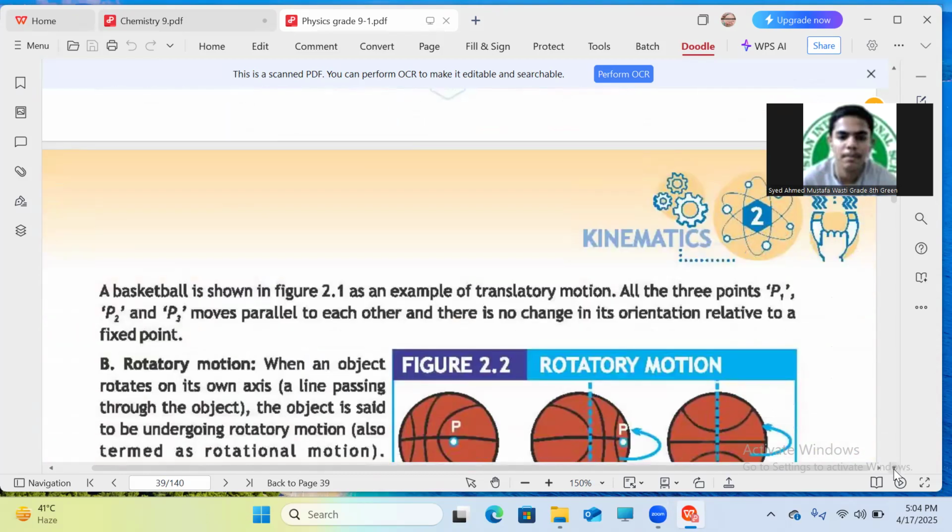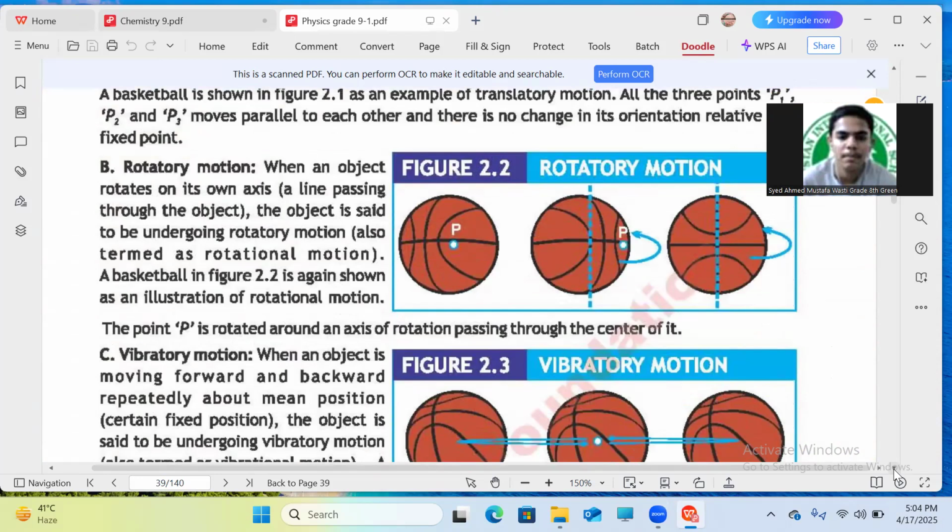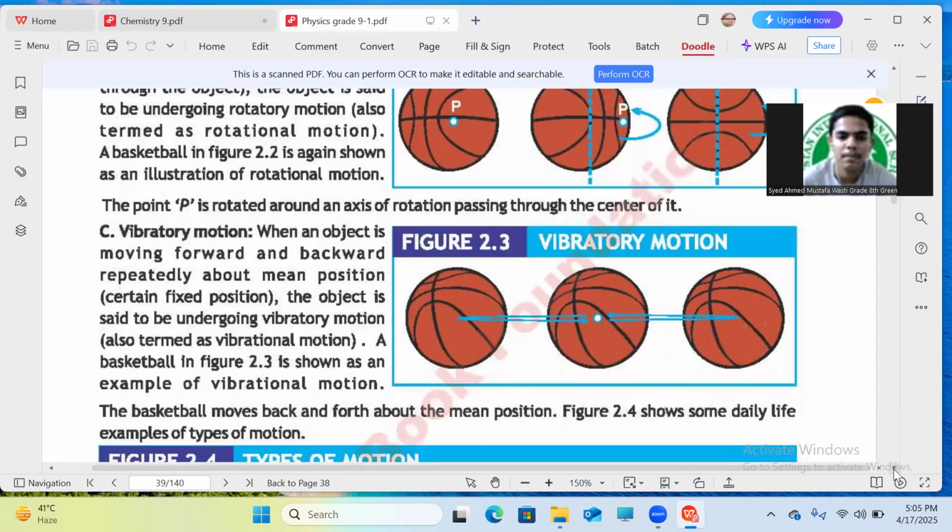And then we learned about rotatory motion. It's when an object rotates on its axis. An axis is defined as a line that passes through the center of an object. If it is rotating or spinning around the axis, it is known as rotatory motion. And then we have vibratory motion when an object moves backward and forward around a certain point. For example, we have a point P, and we are moving the ball backward and forward with our hand.